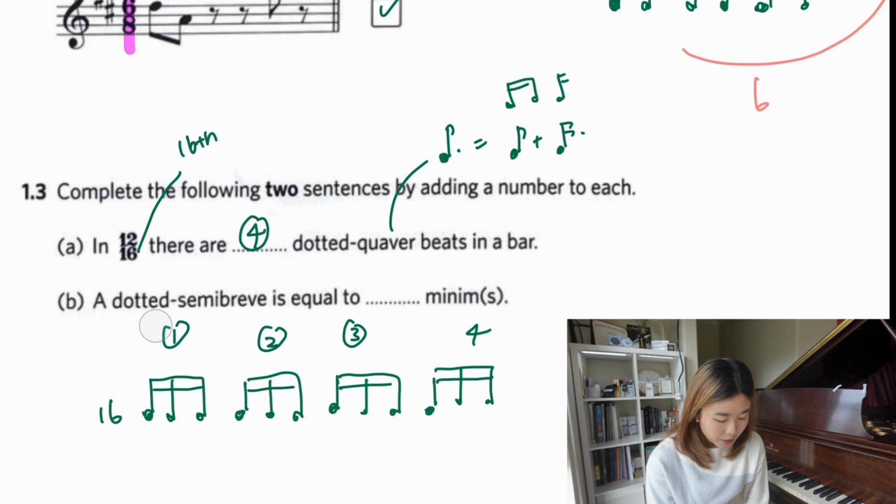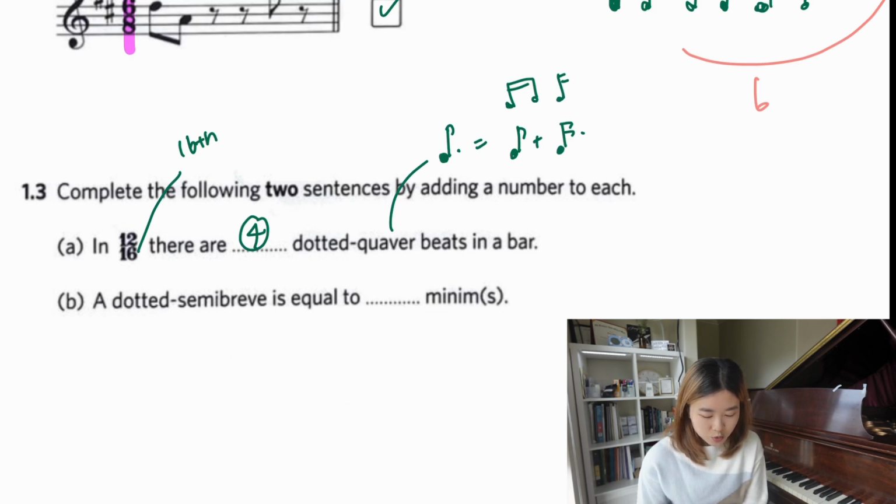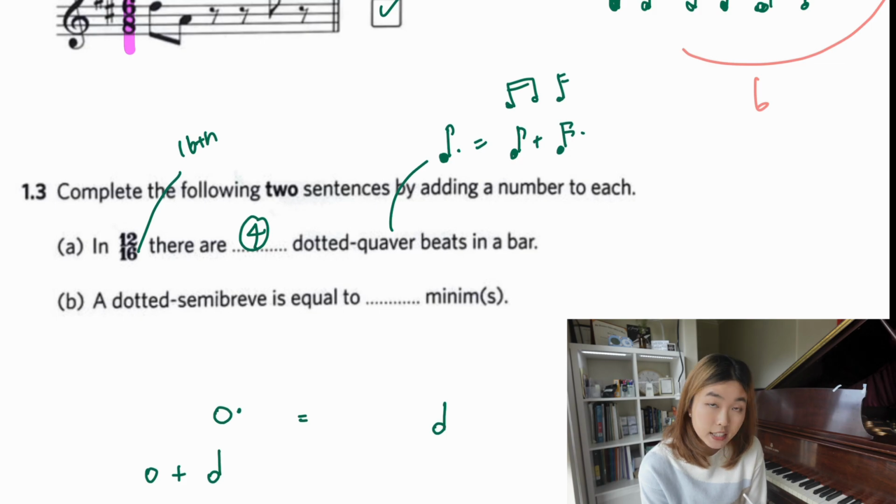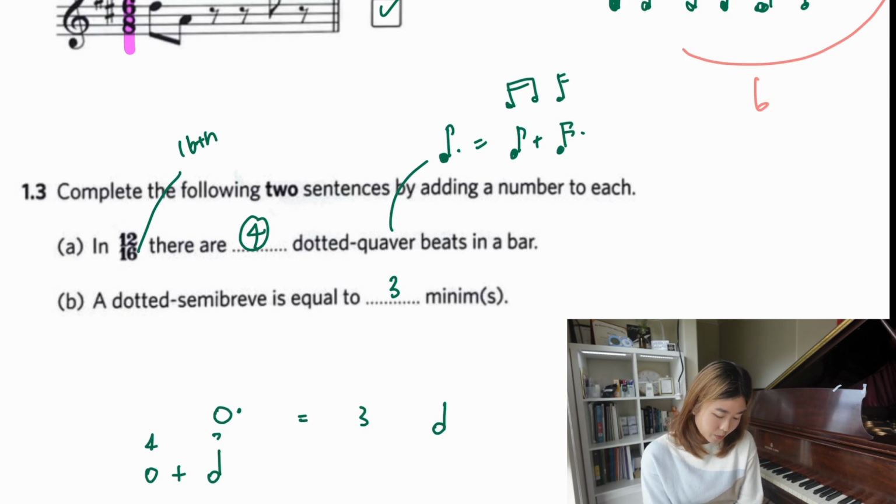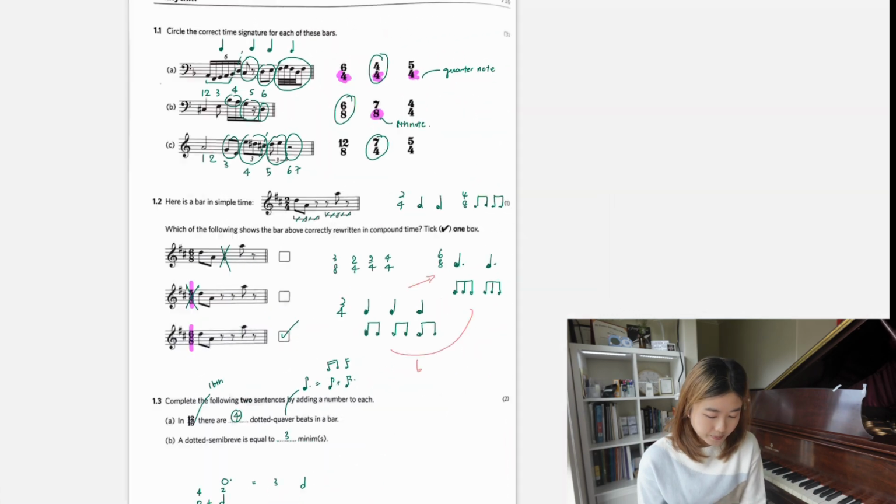Next one, B, a dotted semibreve is equal to how many minims? A dotted semibreve is a whole note, dotted, equal how many minim? Minim is a half note. Okay, so we're gonna list out the equation. So a half note plus a whole note plus a half note. So now we have 3 minims in total. Okay, this is 4 plus 2. So 6 beats. So we need 3 minims.